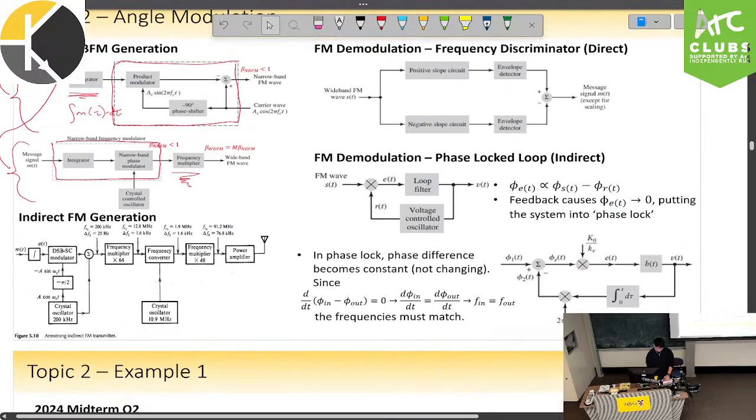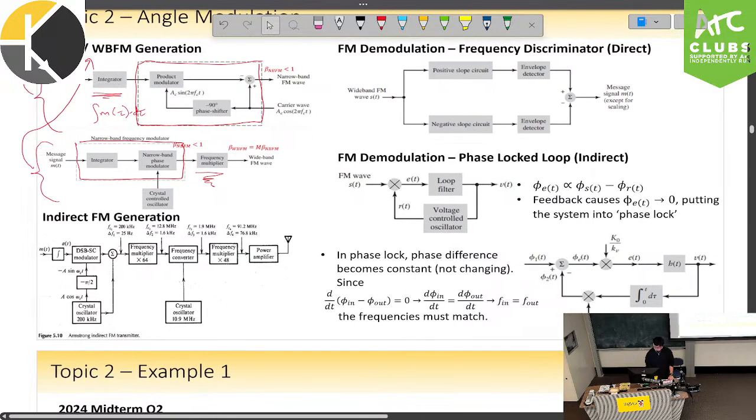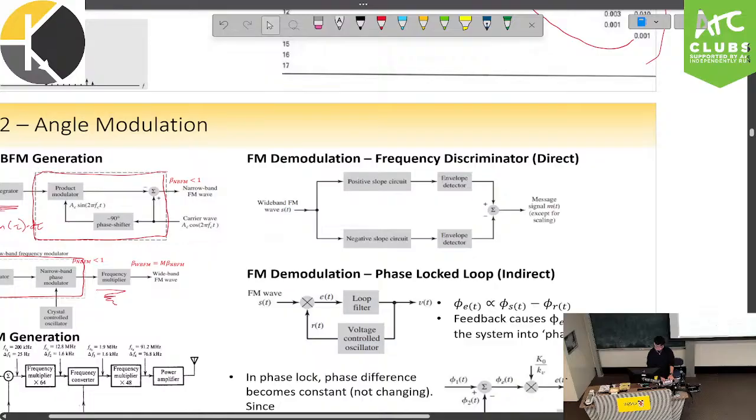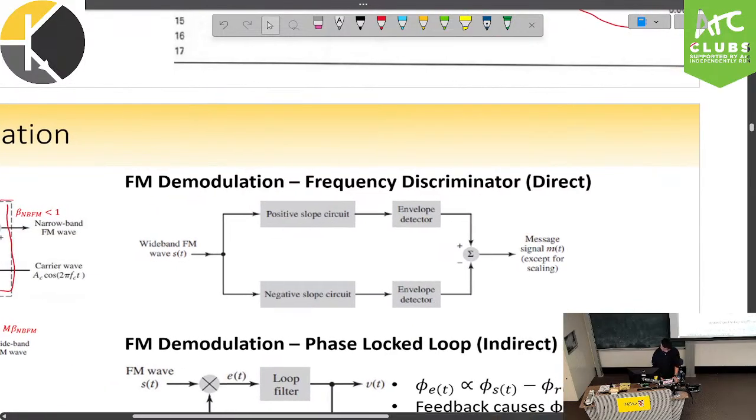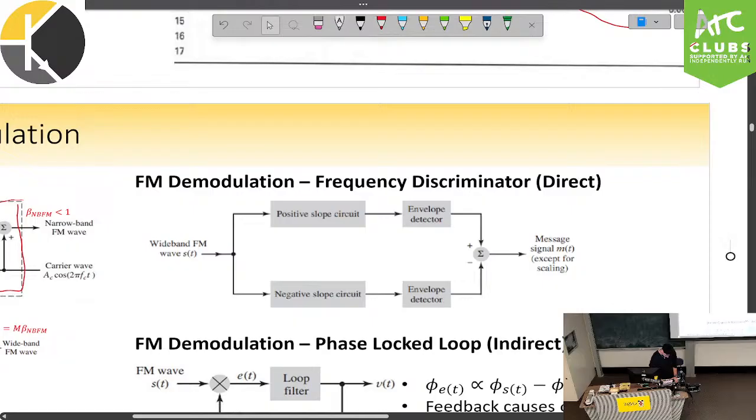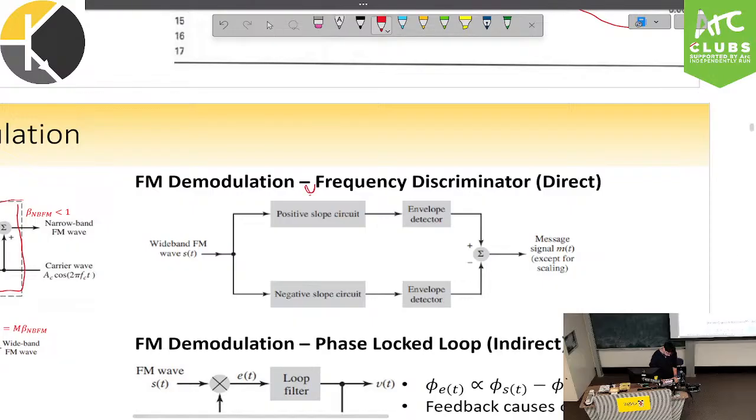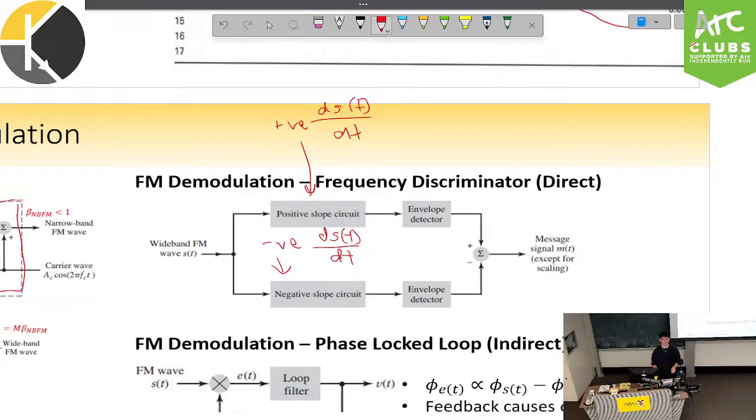Indirect FM is not particularly important. I might just go straight onto this frequency discriminator. So the frequency discriminator has two paths. This first upper path is determining the positive rates of change in your circuit, so positive ds of t on dt, whereas this negative one is tracking your negative rates of change. That's simply a consequence of the physical circuits that we can create. We have to sort of split it up in that way.